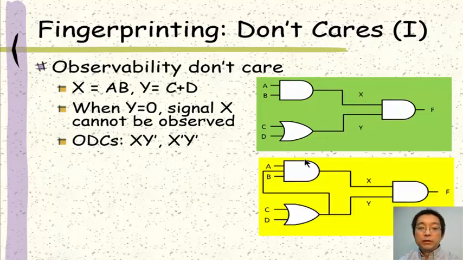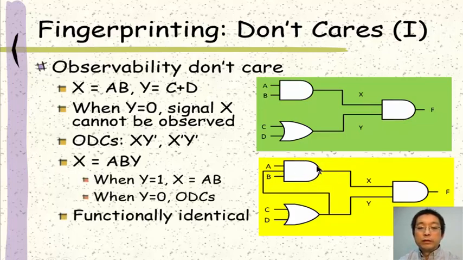Now we modify this circuit by connecting signal Y into the AND gate. Therefore, signal X becomes the AND of A, B, and Y. And we know that when Y equal to 1, this is the same as A and B. And when Y equal to 0, this becomes 0 regardless of the value of A and B. However, when Y is 0, this X is an observability don't care. So these 2 circuits are functionally identical.